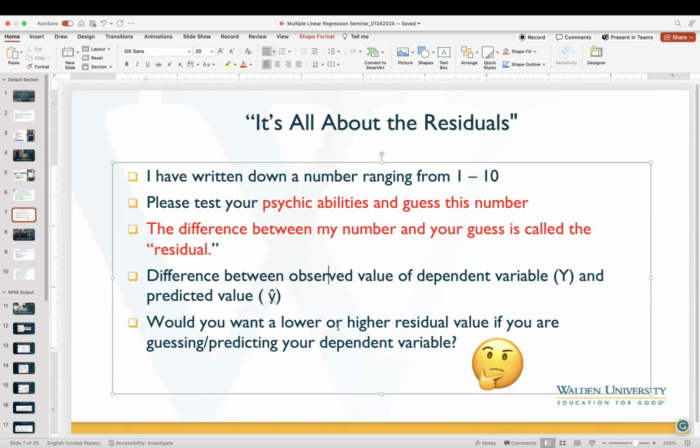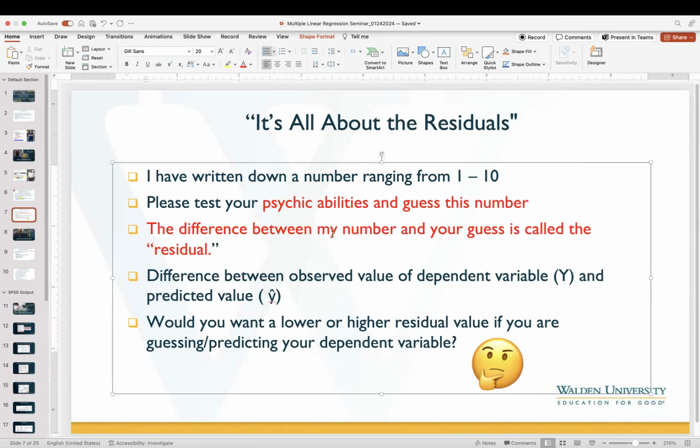Now, would you want a lower or a higher residual value if you're trying to predict a dependent variable? Logically, what would you want, a lower or a higher residual? Fantastic. Lower, of course. That is the concept of regression. Now, let's take this and put a little practical application into that.